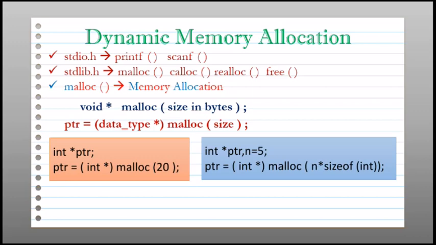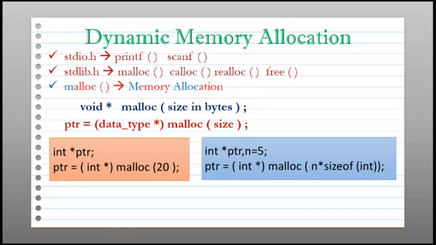So suppose the compiler takes 2 bytes for each integer, then the size will be n into 2, that is 5 into 2 equal to 10. And suppose the compiler takes 4 bytes for each integer, then the size will be n into 4, that is 5 into 4, which is 20 bytes.